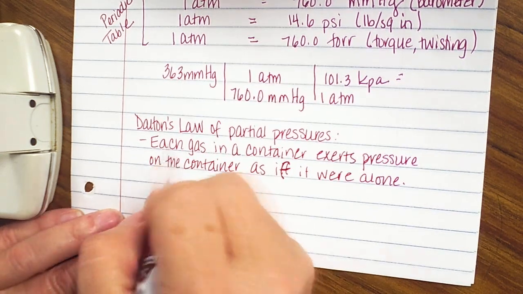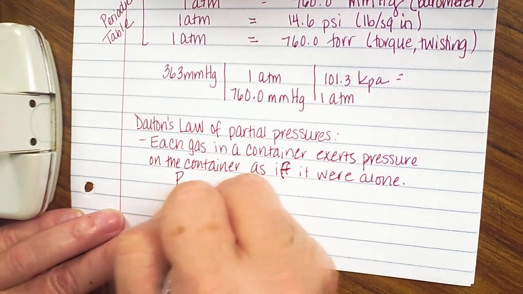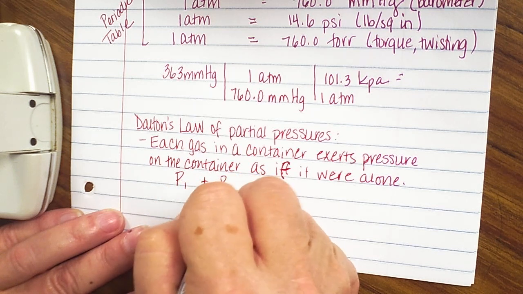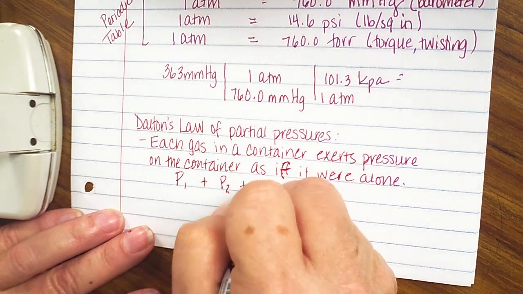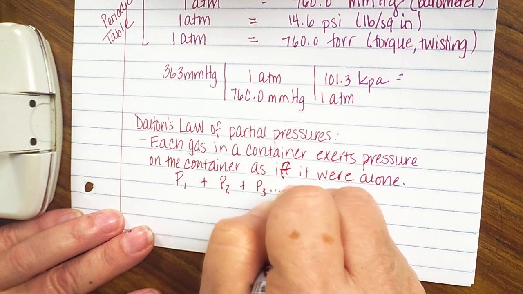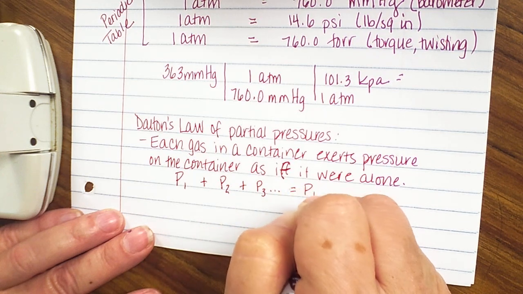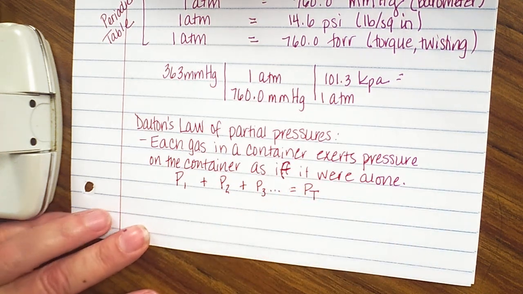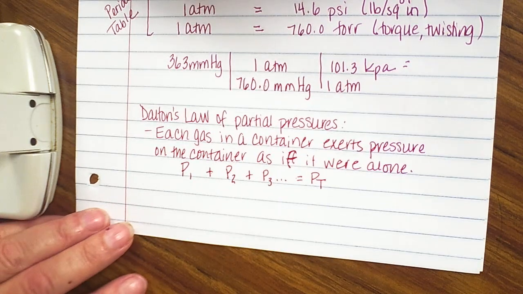All right? So we have a formula for this. P1 plus P2 plus P3 equals the total pressure. We add them up. They do not affect each other.